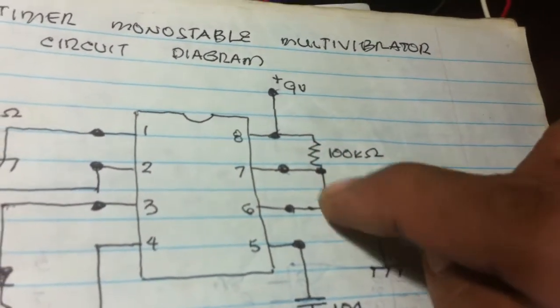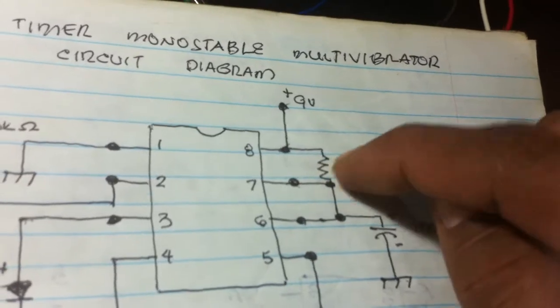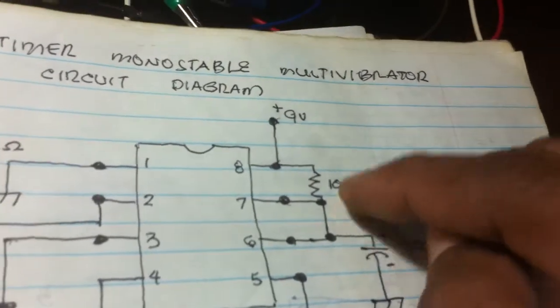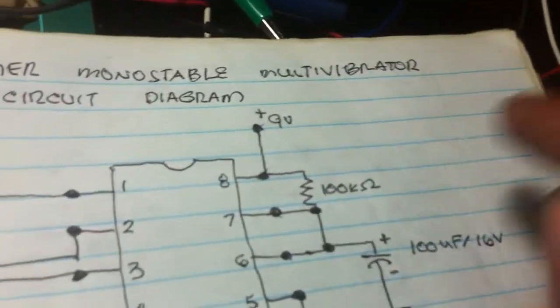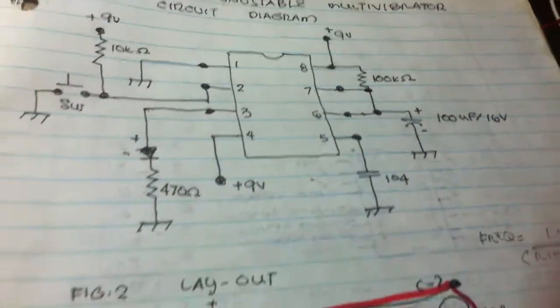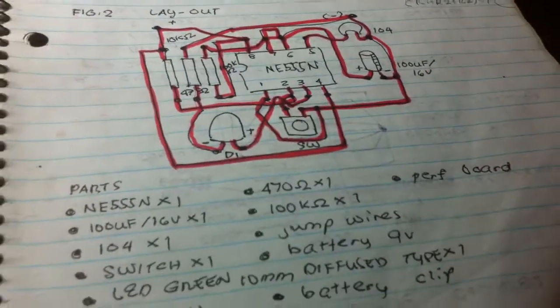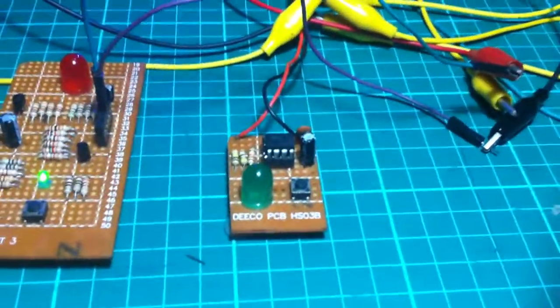Pin number 7 connected to 6, 100 kilo ohms. 100 kilo ohms connected to pin number 8 and to the positive. And this is a messy circuit diagram of our long time ago circuit.